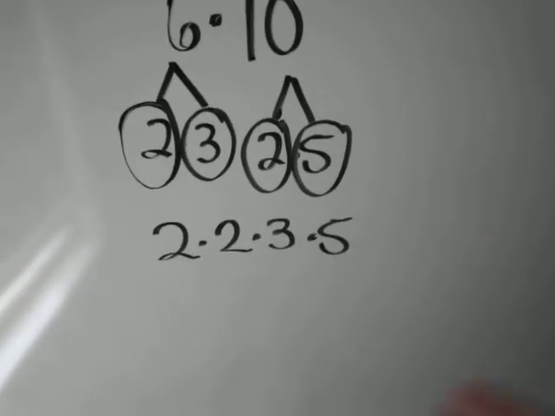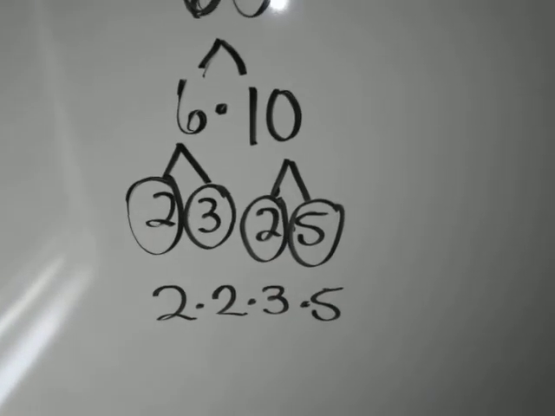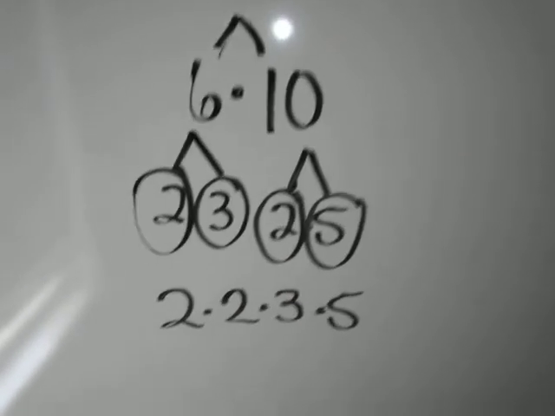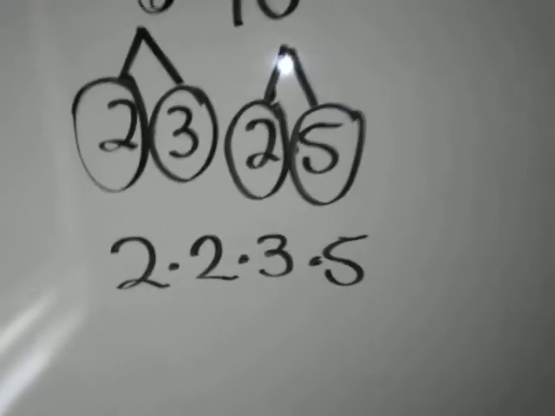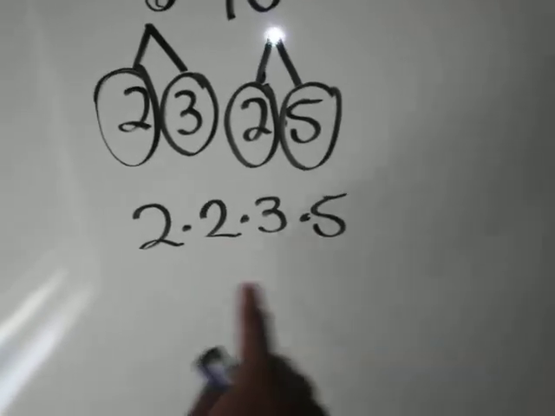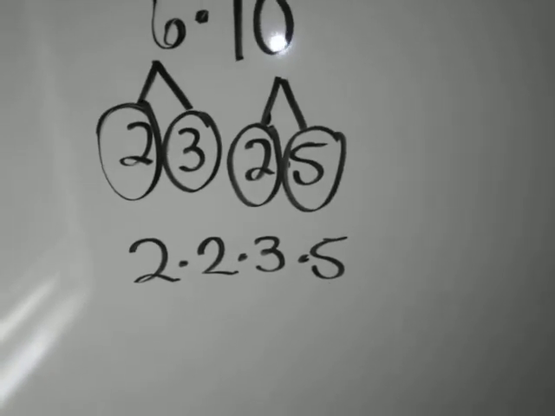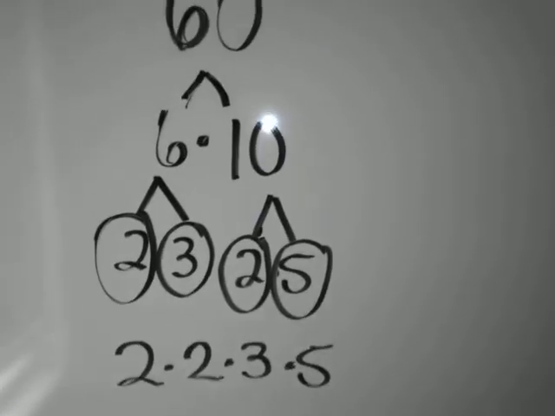Now the order wouldn't matter. I just changed the order up here, but you would still get the same product when you multiply all of these. So to check our work, we would just go ahead and see if we would get 60 if we multiply this. And if we get 60 from this prime expression, we have the correct prime factorization for the value 60.